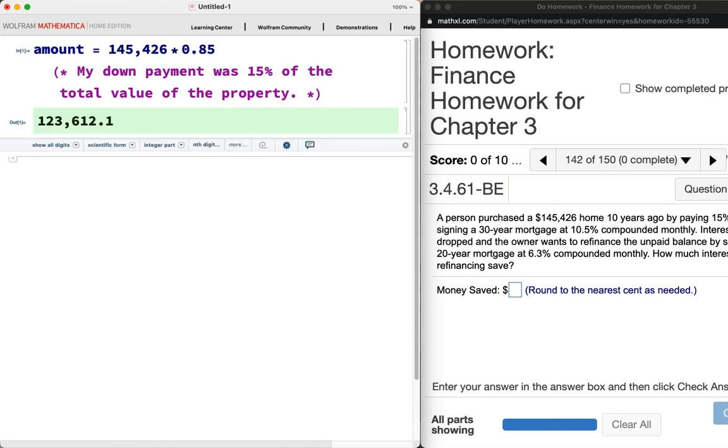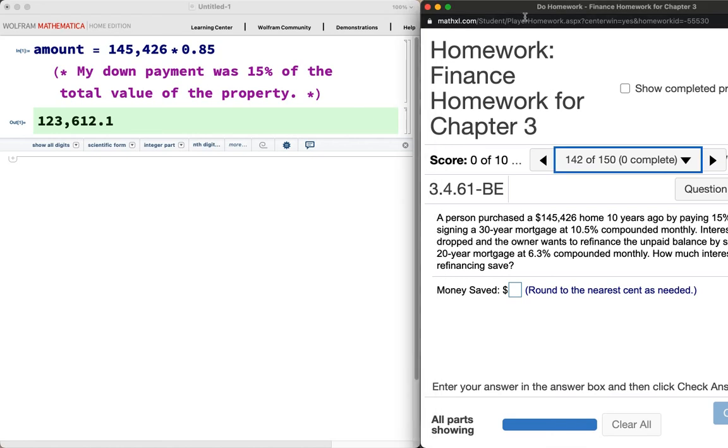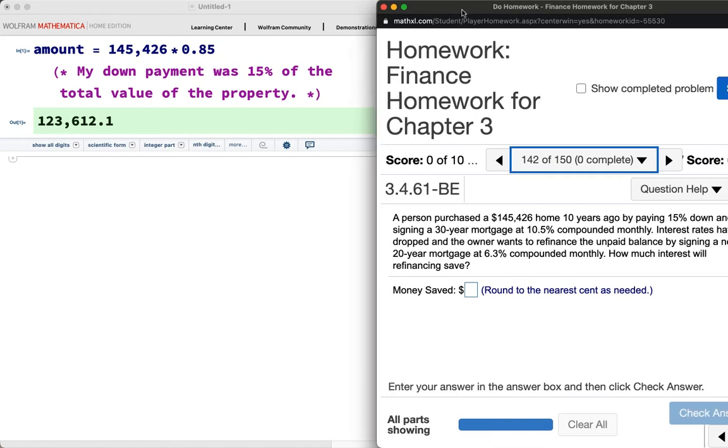So I'm actually borrowing $123,612.10. Now remember, let me see something very quickly. Oh, I see. They really cut to the chase. They only want the one answer. So this problem really does have multiple steps. I thought they would ask for each step. They don't. They just want the final answer. So this is actually a little complicated.